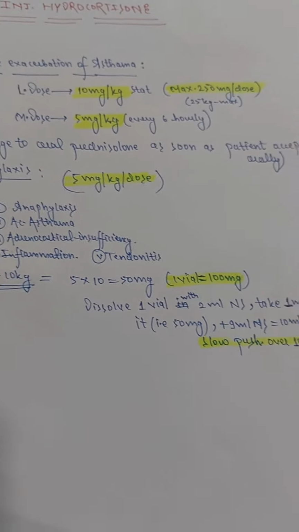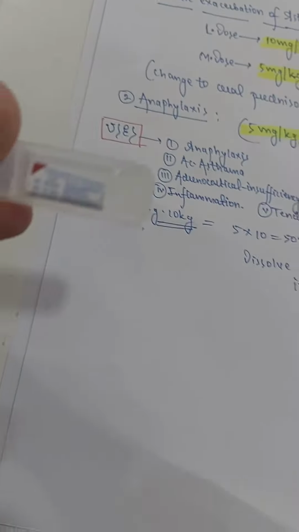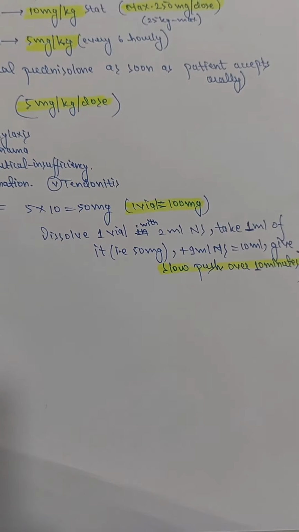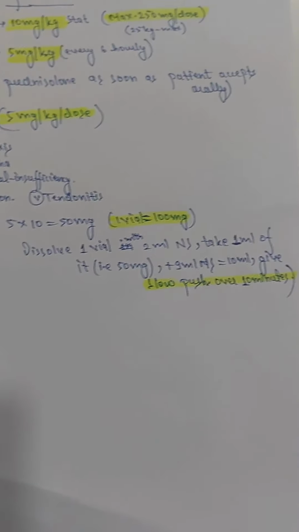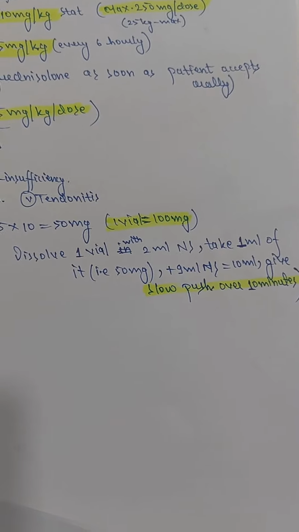So we have to dissolve, and this is the sterile water which is provided along with this vial. For example, we have to give 50 mg. So we have to dissolve one vial with 2 ml NS, and we have to take 1 ml of it. That is, out of 100 mg we are removing 1 ml, that is 50 mg.